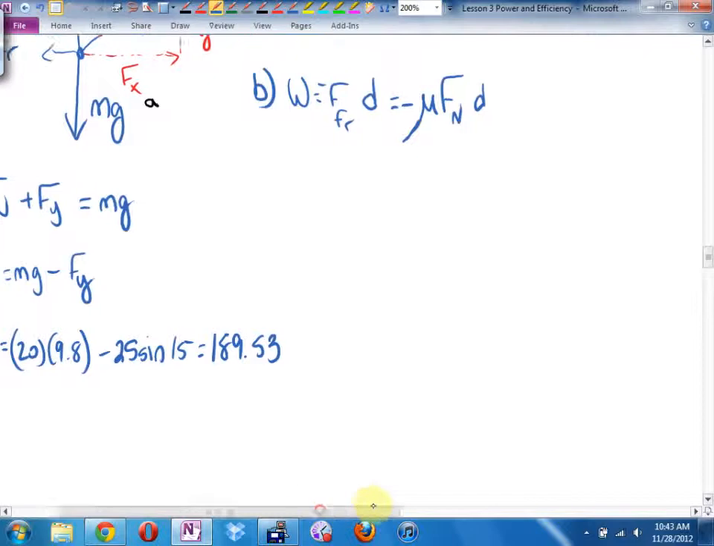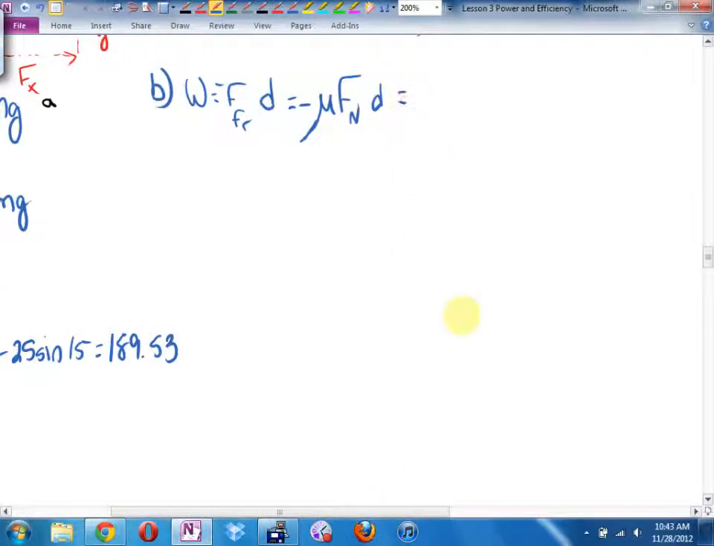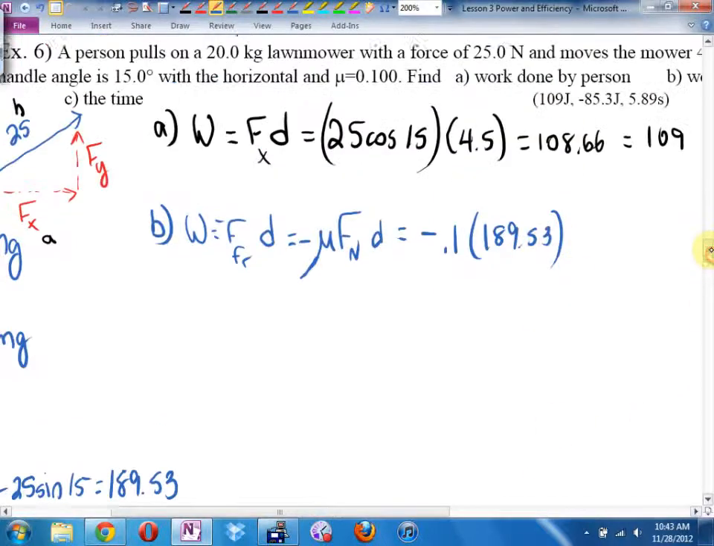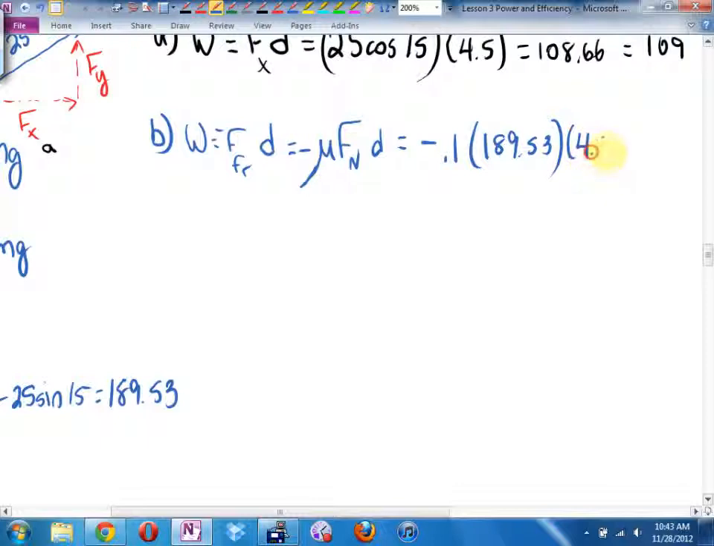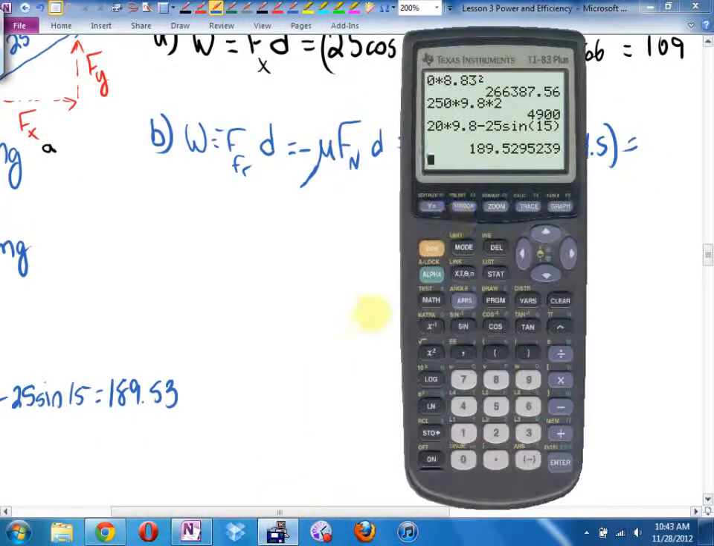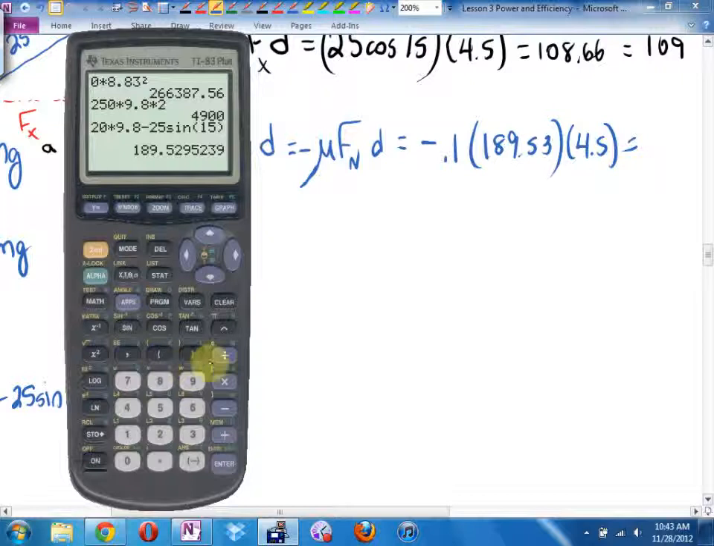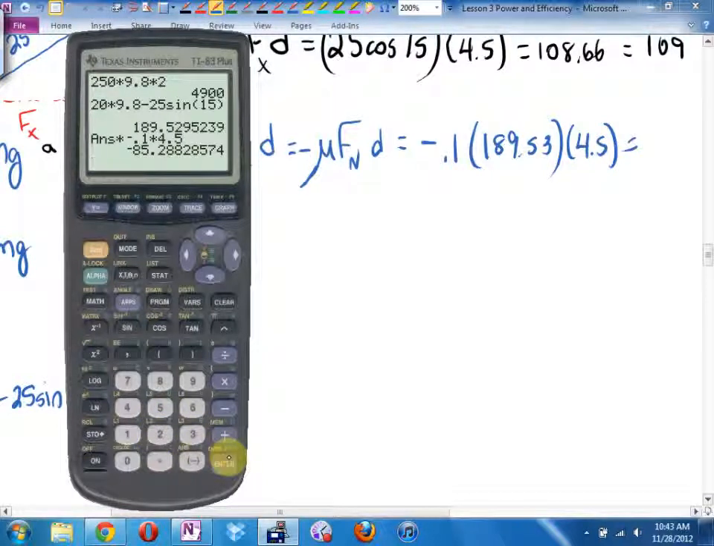So, back up here. What was mu? 0.1, negative, times the normal force, 189.53, times the distance, which was 4.5. I still have that 189.53 stored on my calculator, so that times negative 0.1 times 4.5, and I get negative 85.3 joules. I lose that much energy.